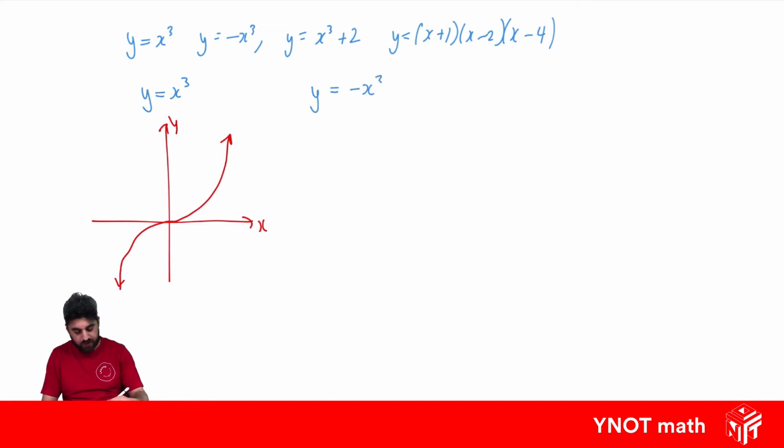Y equals minus x cubed is the same, but reflected in the x-axis. So instead of starting from the bottom left, we're starting from the top left and coming down, and we get that.